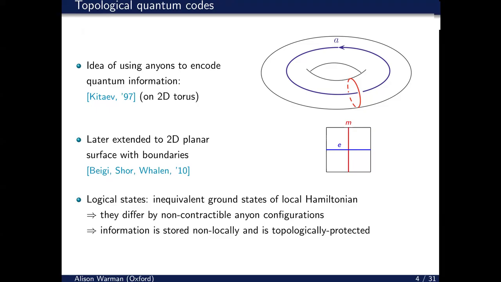Since this quantum information is encoded in global topological degrees of freedom, it is inherently robust to local noise and errors. And this is why these topological codes have attracted considerable interest from the quantum information community because of their properties of potential fault tolerance.